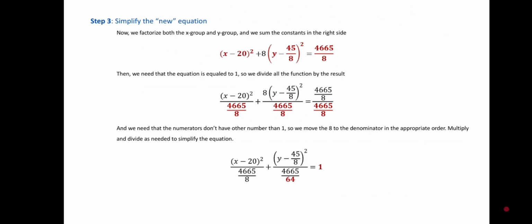Step 3. Simplify the new equation. Now for this, we need to factorize both the x group and the y group, and then we need to sum the constants into the right side. Then we need the equation to be equal to 1. So for this, we need to divide the whole equation by the result, which is 4665 divided by 8. And we need the numerators not to have any number other than 1, so we need to move the 8 to the denominator in the appropriate order. Multiply and divide as needed to simplify the equation, just as shown in the formula.